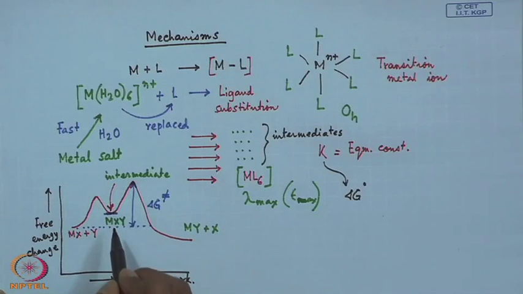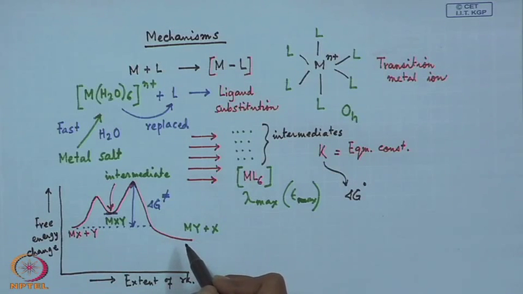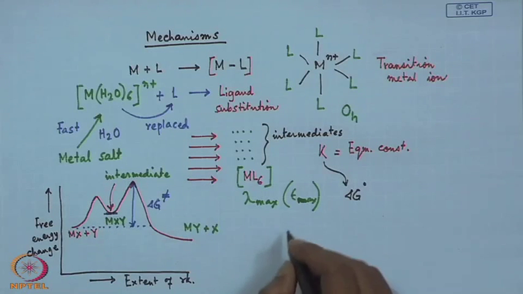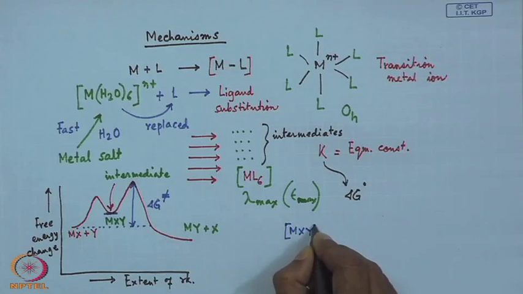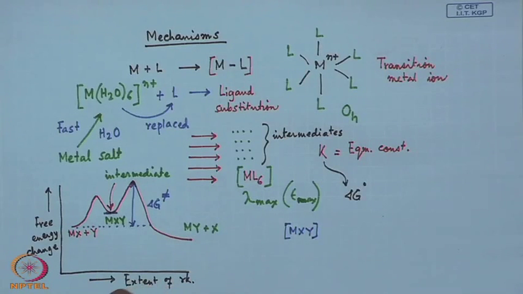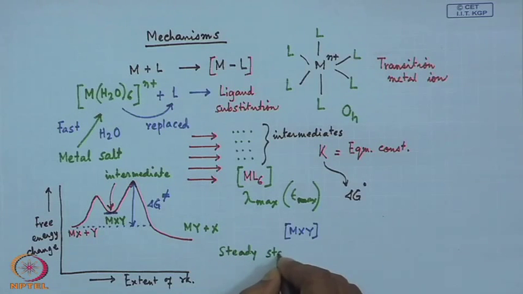This is a different form where we do not have any intermediate step, but if an intermediate is there and can be detected, we have the reaction coordinate for the determination of the formation of MY. So, we can have the concentration of the intermediate. How do we get that? We have the concentration of MXY, and we can have the corresponding steady state approximation.